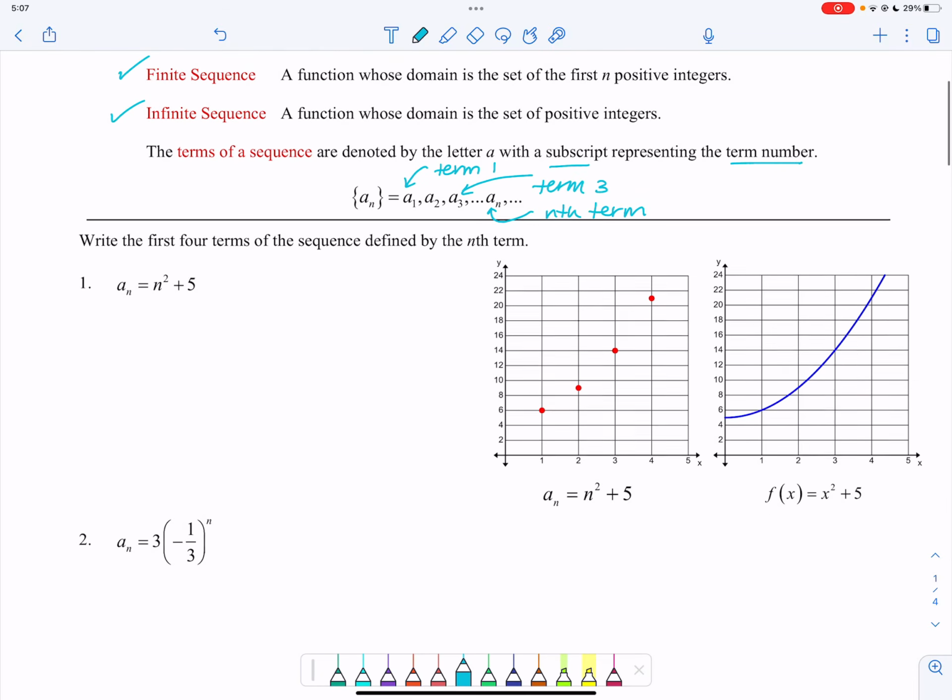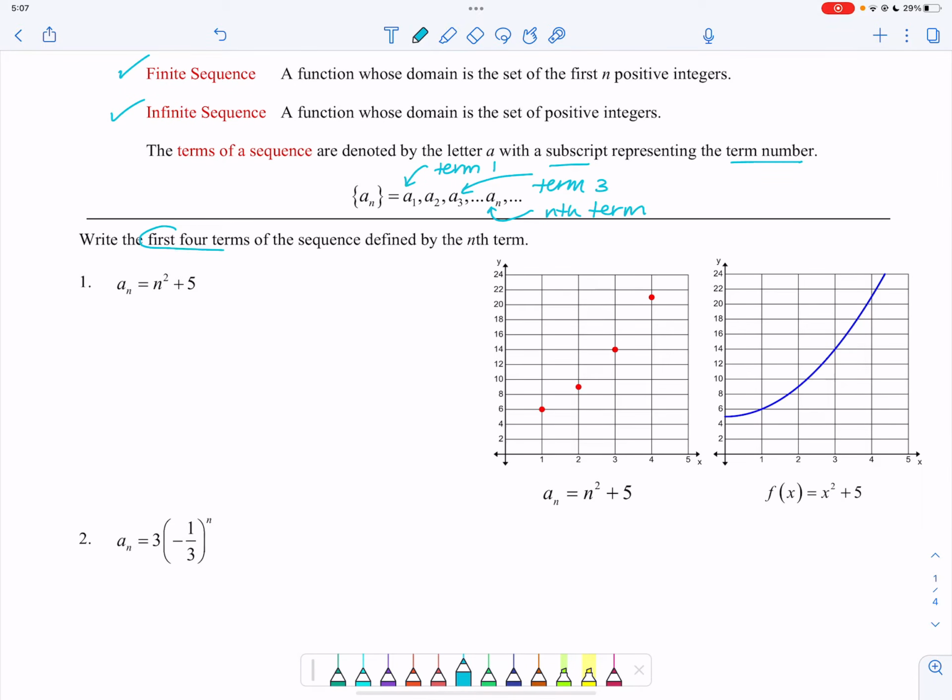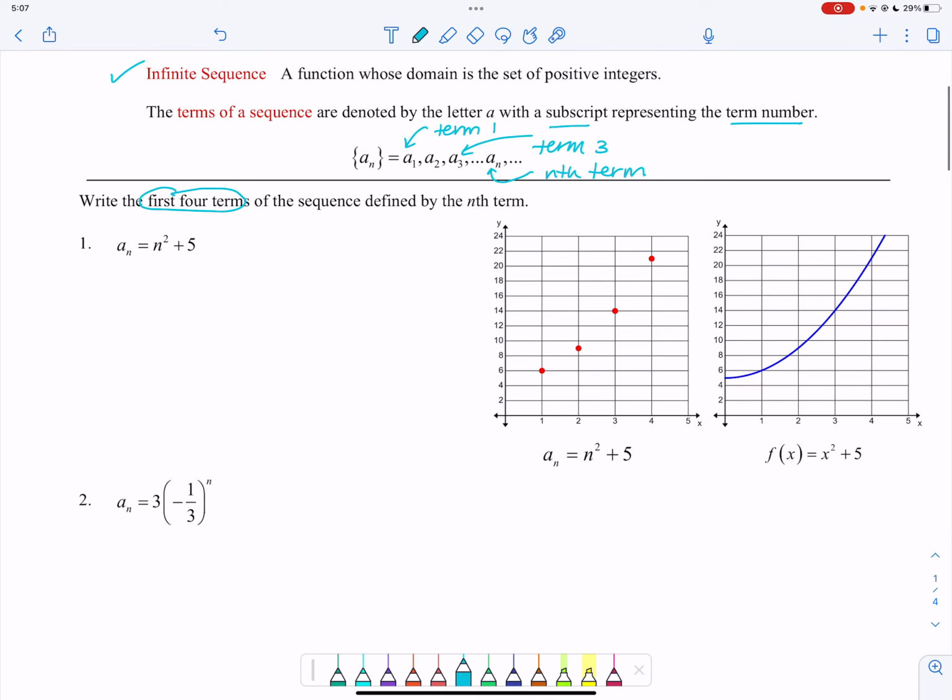Let's write the first four terms of the sequence defined by the nth term. So they have defined our sequence as a sub n equals n squared plus 5. So we would have a sub 1, here you can see n is 1, is 1 squared plus 5, and we would come up with 6. A sub 2 is going to be 2 squared, because n is 2, plus 5, and we come up with 9.